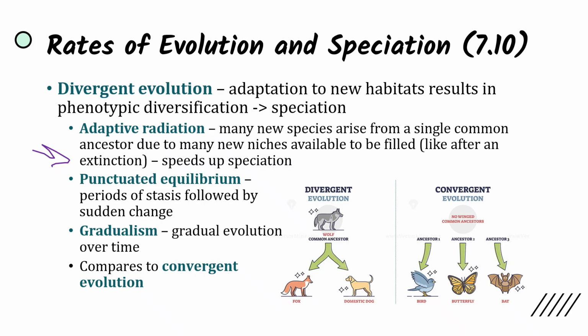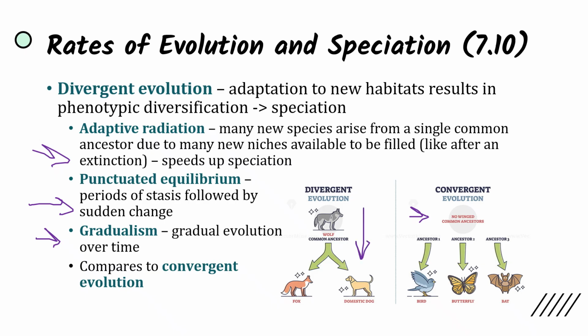We also see punctuated equilibrium, where there are periods of stasis, not much evolution, followed by sudden change, as compared to gradualism, where you have gradual evolution over time. And divergent evolution is going to compare to convergent evolution, which we discussed earlier, where there is no common ancestor, and there's evolution of similar traits due to similar environments. But divergent evolution is we're going from a common ancestor into multiple species.